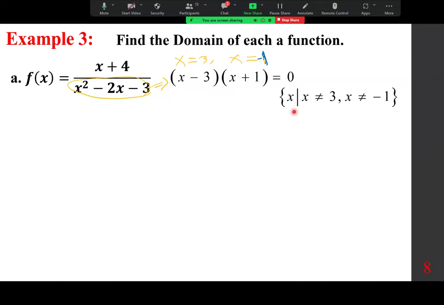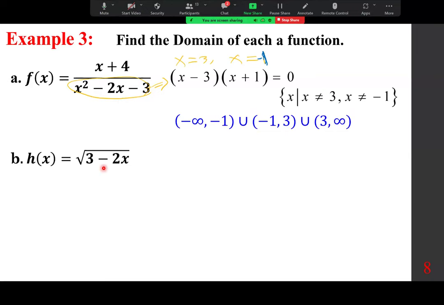So you can write it in this format, x such that x is not equal to 3, x is not equal to negative 1. But the interval notation is written in the following manner. Negative infinity comma negative 1, union negative 1 to 3, union 3 to infinity. Notice, for negative 1 and 3, we use parentheses, which means we are excluding the endpoints negative 1 and 3. So that's one format. The restriction is, again, set the denominator equal to 0 and exclude that. This one, notice we don't write the index, so the index is 2, the index is even, therefore 3 minus 2x is greater than or equal to 0.